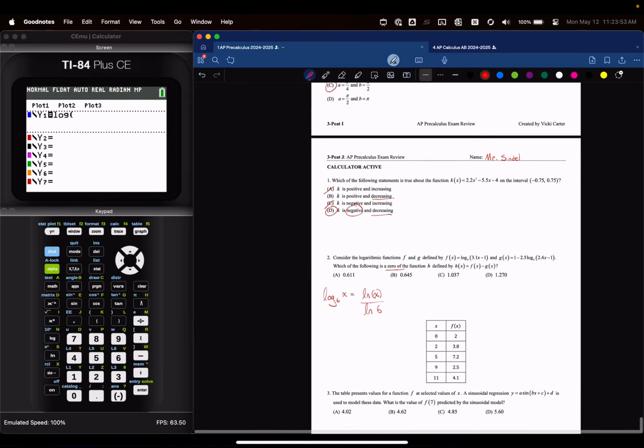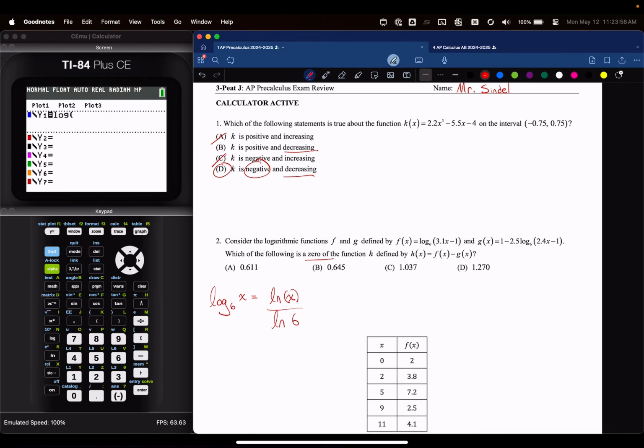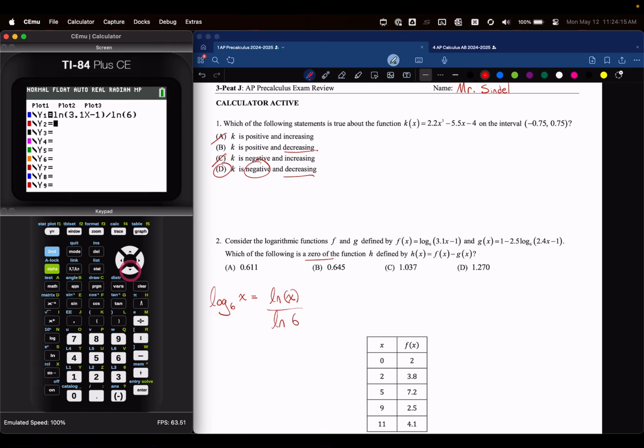So if I'm zooming back out here, I'll do ln in this case. So I'll say natural log of 3.1x minus 1. And then that, to be base 6, I'm going to divide that by natural log of 6. Okay, so there's my first function. My second function down here is going to be 1 minus 2.5 natural log of 2.4x minus 1. And that natural logarithm right there needs to be divided by the natural log of 6 to make it base 6, so natural log of 6.